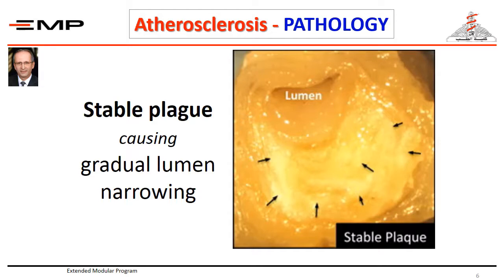The picture shows a transverse section in an atherosclerotic artery with a stable plaque. Note how it is causing lumen narrowing.